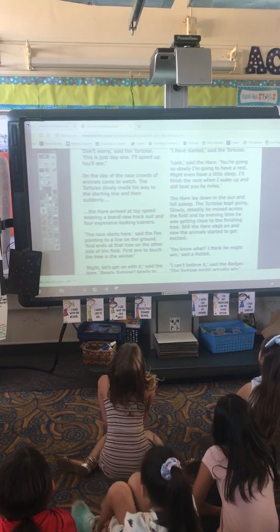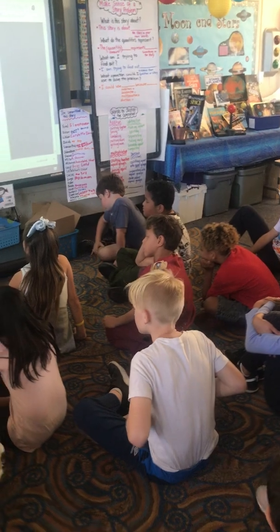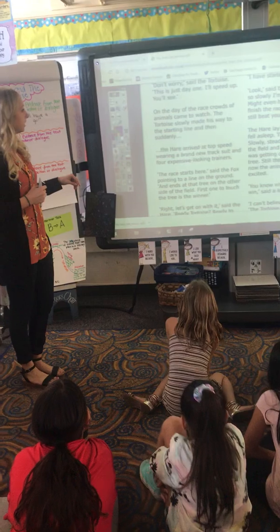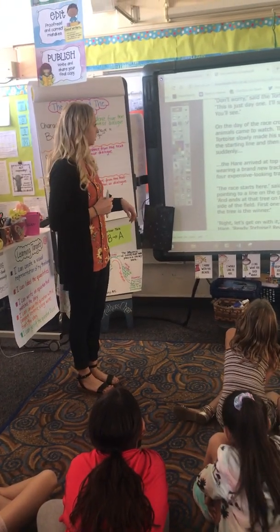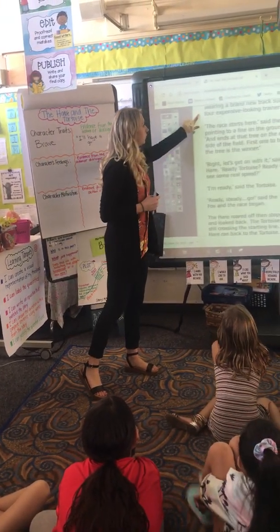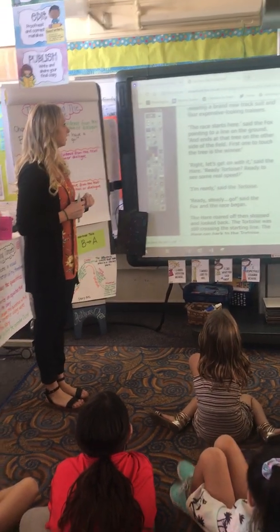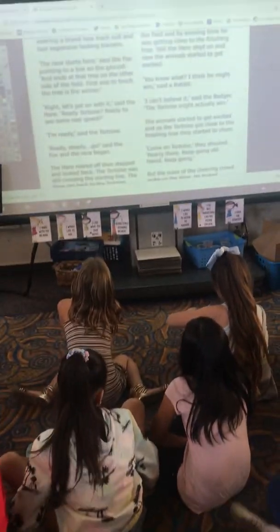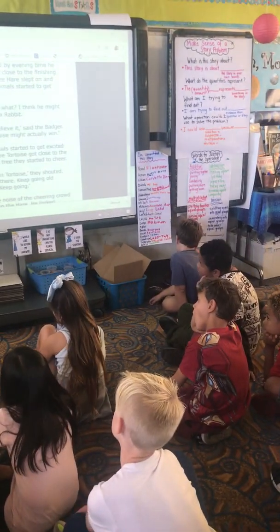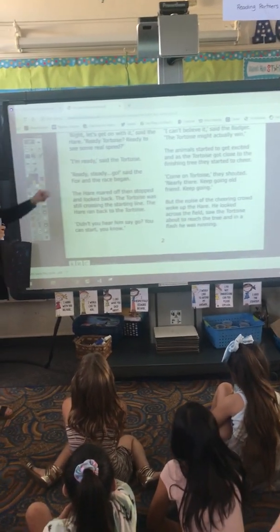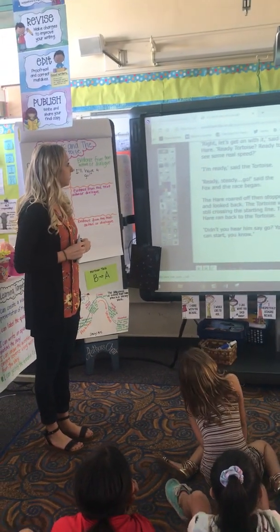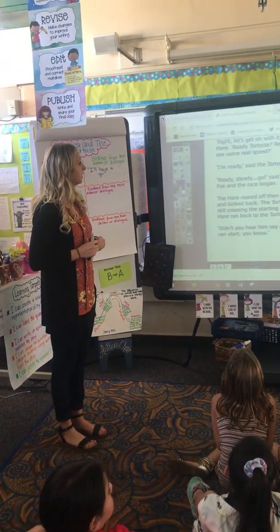On the day of the race, the crowds of animals came to watch. The tortoise slowly made his way to the starting line, and then, suddenly, the hare arrived at top speed, wearing a brand new tracksuit and expensive-looking trainers. The race starts here, said the fox, pointing to the line on the ground, and ends at that tree on the other side of the field. First one to touch the tree is the winner. Right, let's get on with it, said the hare. Ready, tortoise? Ready to see some real speed? I'm ready, said the tortoise. Ready, steady, go, said the fox, and began the race.